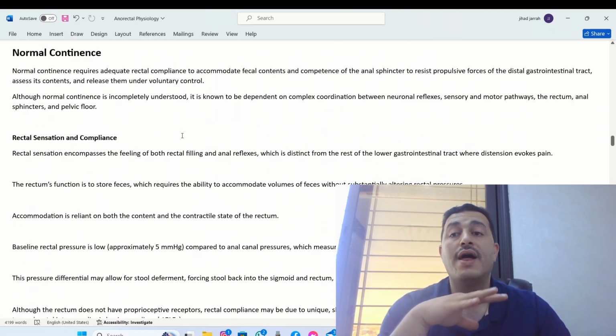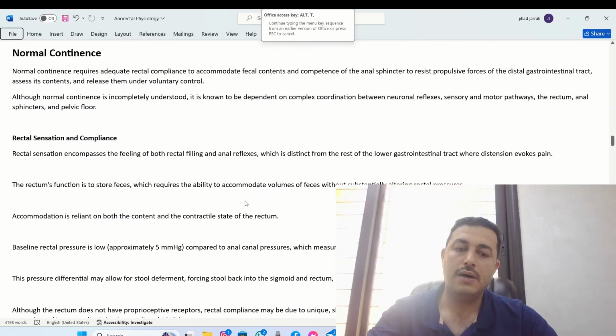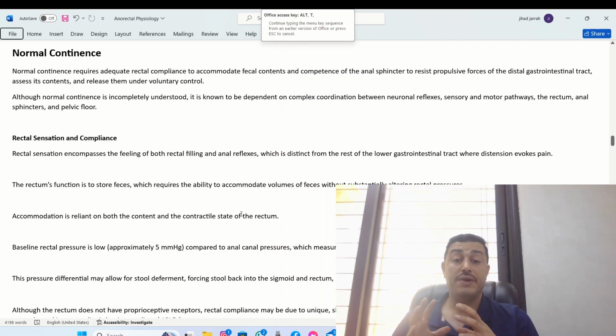Let's talk about normal continence. Okay, in the background of the previously discussed topic, how can fecal continence be explained? How can we preserve stool in the rectum without passive evacuation, without defecation on a socially unaccepted occasion?